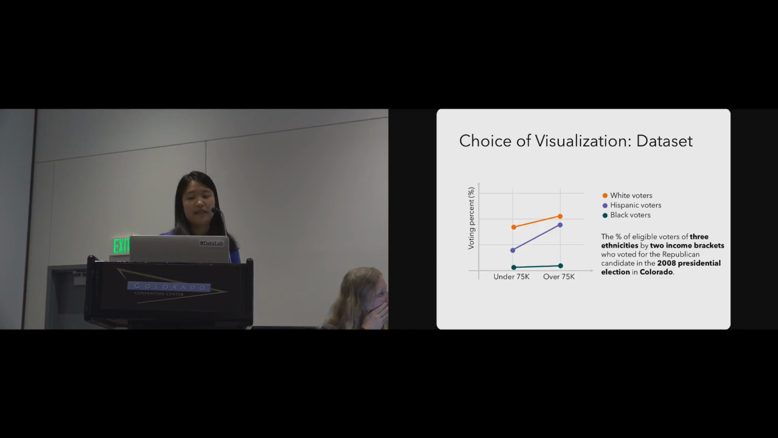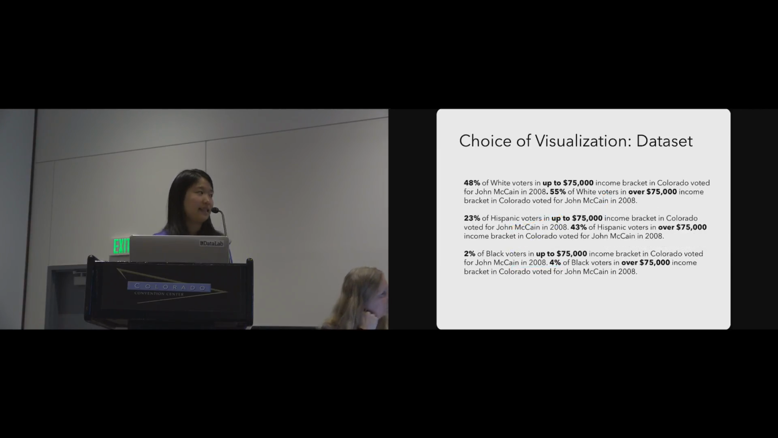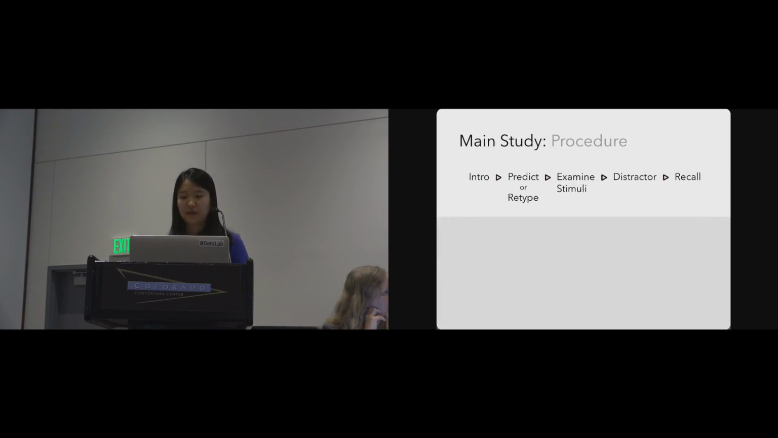So this voting result data set describes the percentage of eligible voters of 3 ethnicities by 2 income brackets who voted for Republican candidates in the 2008 presidential election. This is what the data looked like in the text condition. So here's our overview of the study procedure.